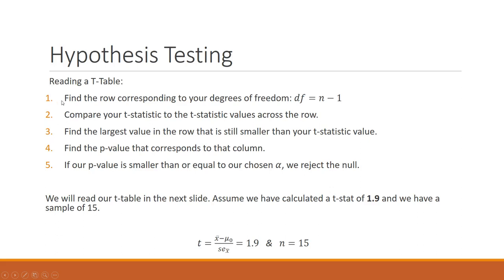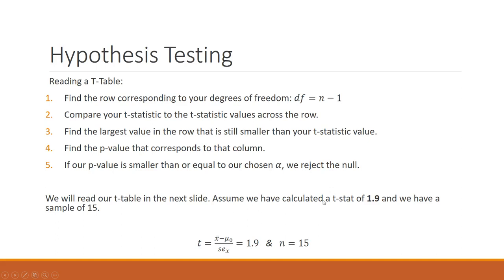Reading a t-table. First, we find the row corresponding to our degrees of freedom. Degrees of freedom are our sample size minus 1. We compare our t-statistic to the t-statistic values across the row. We find the largest value in the row that is still smaller than your t-statistic value. We find the p-value that corresponds to that column. And if our p-value is smaller than or equal to our chosen alpha, we reject the null. All right, those are the steps. I'll illustrate it. All right, we will read our t-table in the next slide.